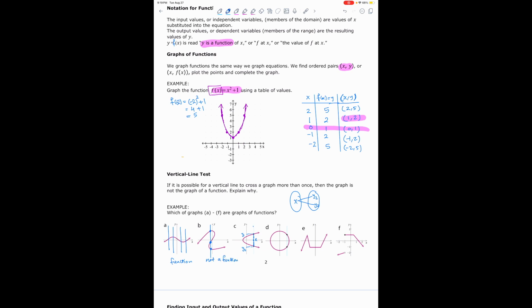The next graph, the vertical line test fails because it crosses the graph twice, so this is not a function. Same with the circle. If you perform the vertical line test, it's going to cut the circle at 2 points, which means it's not a function. The next graph, if you perform the vertical line test, you will notice the vertical line crosses the graph just once, so this is a function.